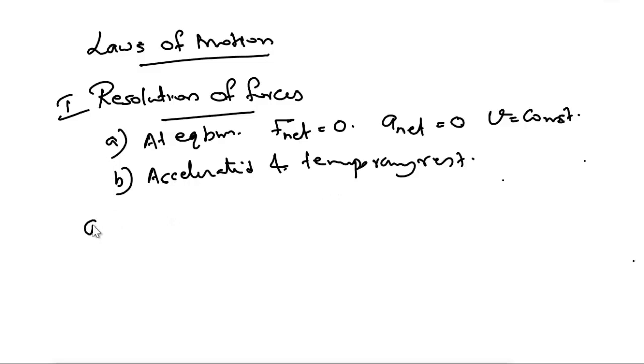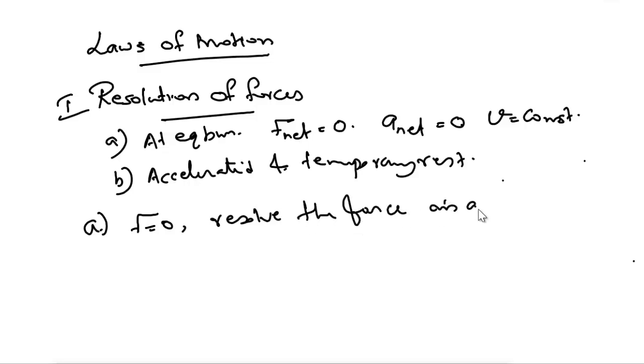Now, first I am going to consider the first situation. There, force is equal to 0. Since the force is equal to 0 there, we can resolve the vector in any direction. We can resolve the force in any direction. So here we can consider net force is equal to 0. In any direction we can consider, because in all the directions force is equal to 0.